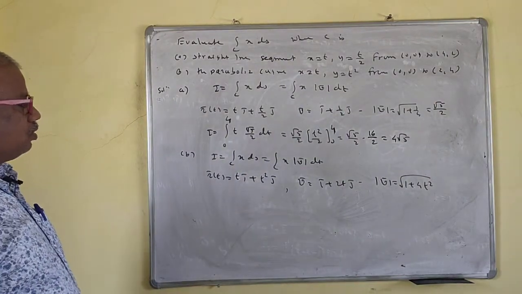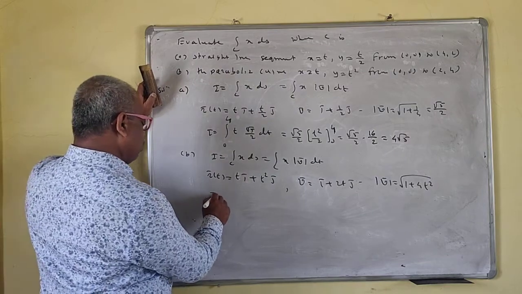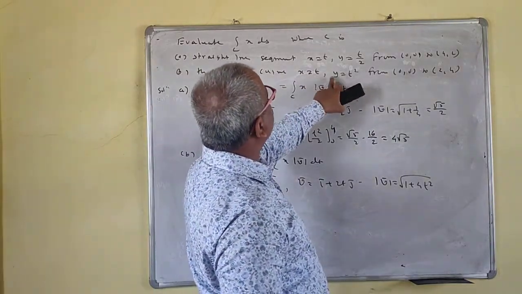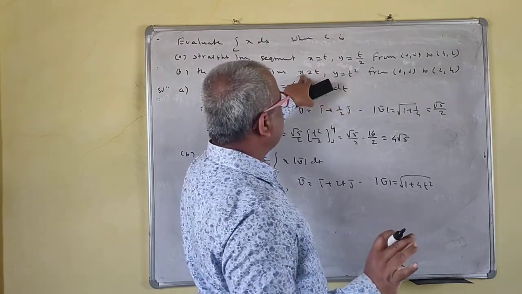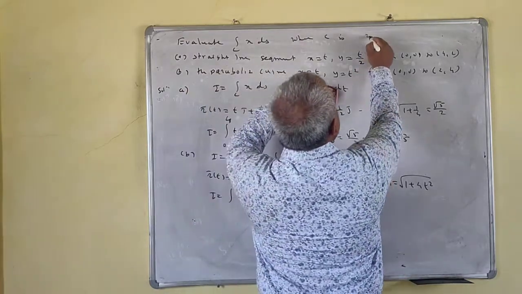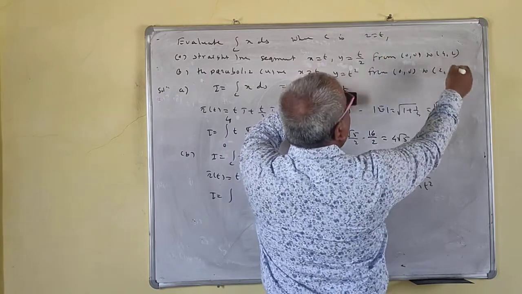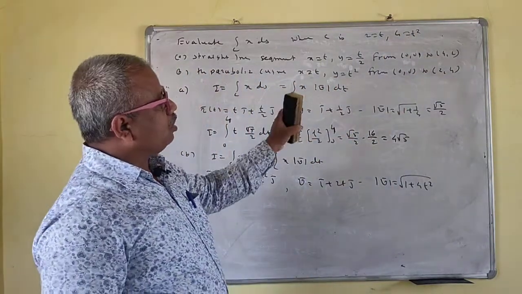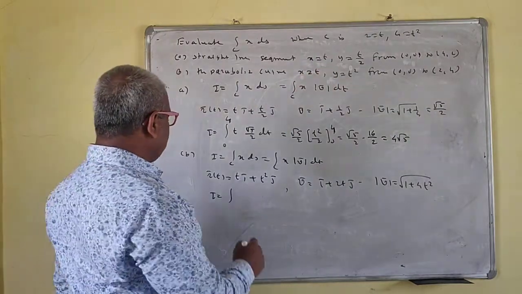So we'll do this. Now your I is equal to the integration. Now see here. If you put x is equal to 0, y is equal to 0, your t is 0. x is equal to 2, so that is equal to t. y is equal to 4, 4 is equal to t square. So your t is 2. So t is 2 satisfies both the equations.